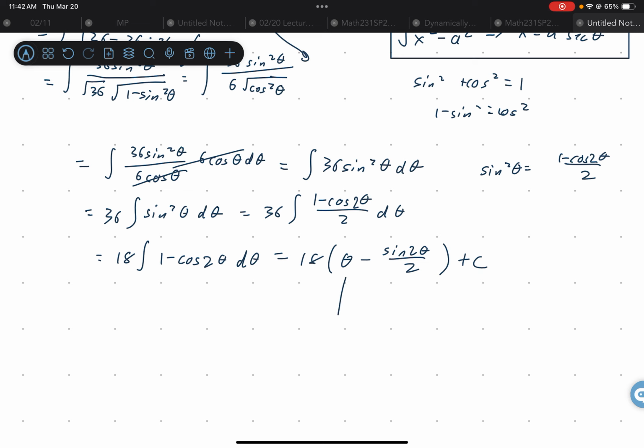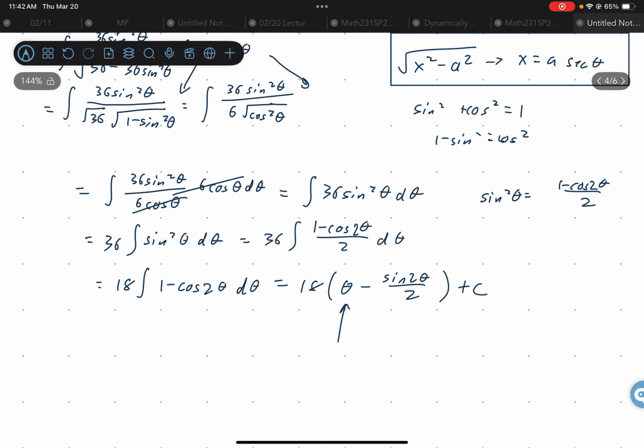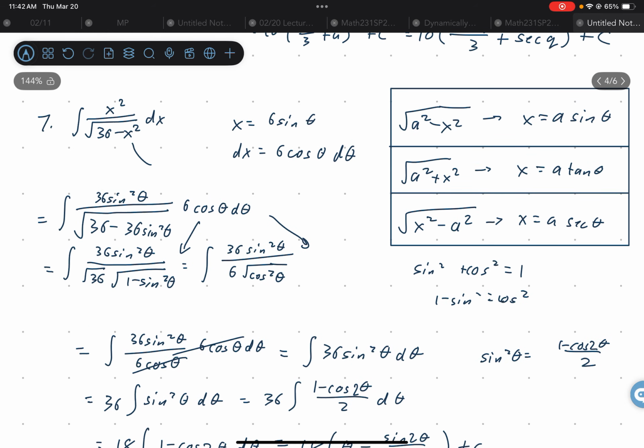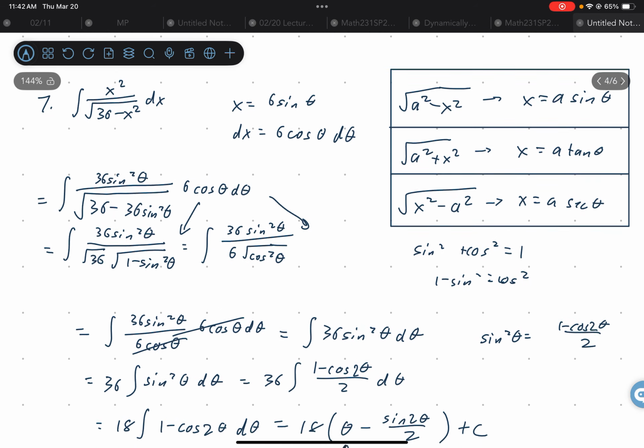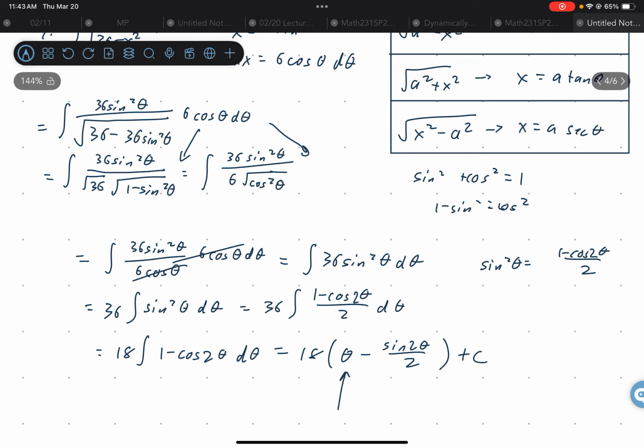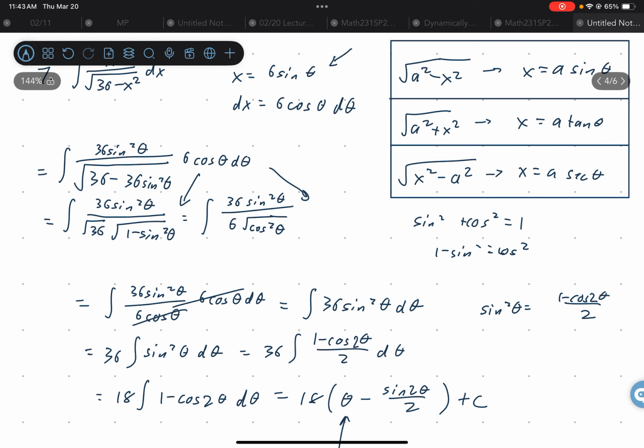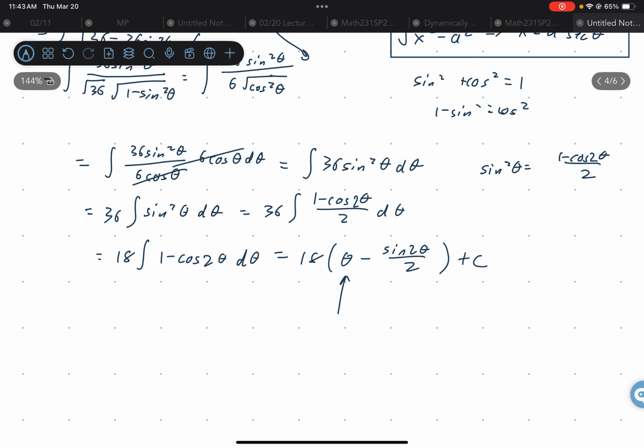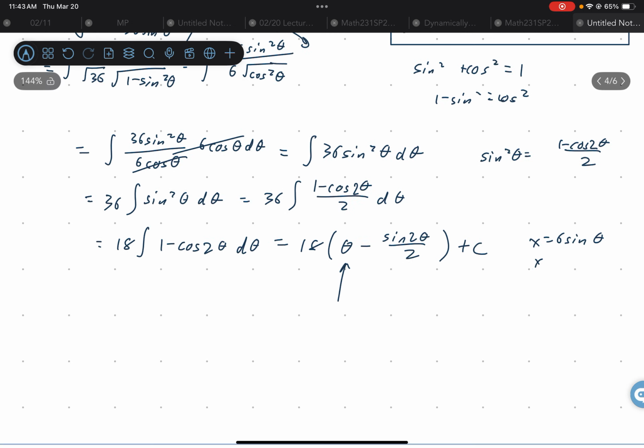Now it might look like we're done, but we aren't exactly done yet, because we are writing in terms of theta, and we need to write in terms of x. So here's what we do. We go back up to where we substituted in x, and so x equals 6 sine theta. And that means that x over 6 is going to equal sine theta, and that theta equals arc sine of x over 6.